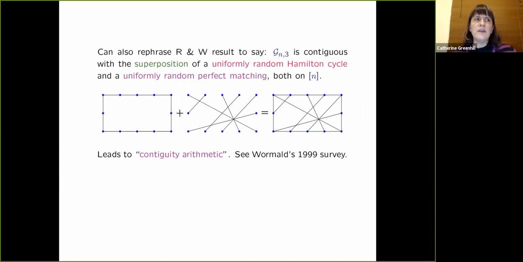Okay, you can think of this as saying Hamilton cycle plus perfect matching equals 3-regular graph, except everything involved is uniformly random. And so you get a sort of contiguity arithmetic, which Nick describes in his survey. And the only thing to remember is that in this arithmetic, everything goes except 1 plus 1 does not equal 2. So if you like, you can think about, while I'm saying the next bit, why the superposition of 2 uniformly random independent perfect matchings is not the same as a random 2-regular graph. Okay.